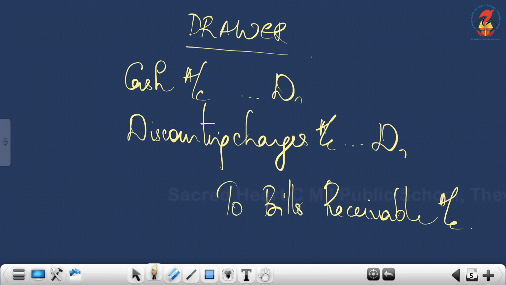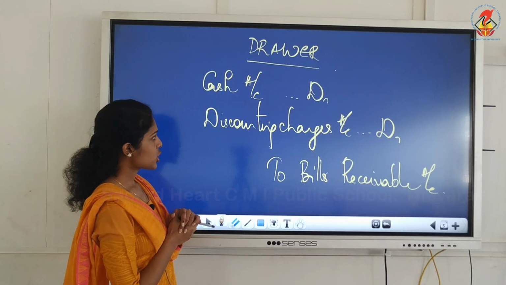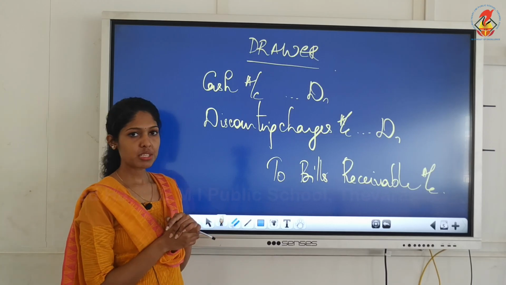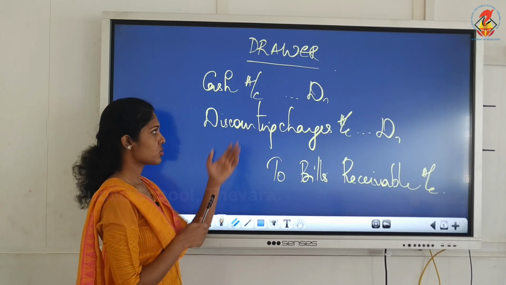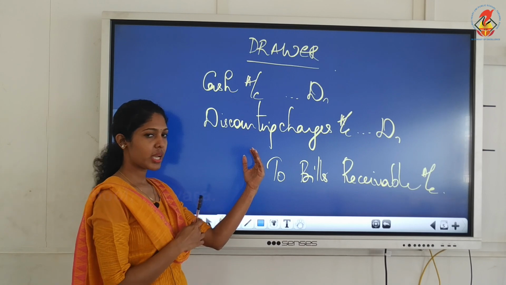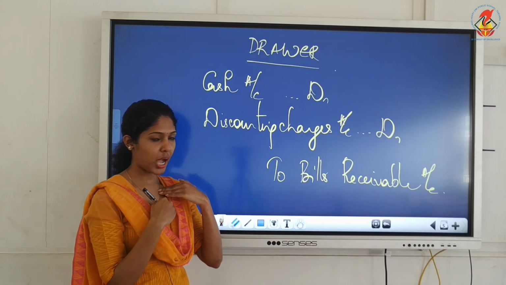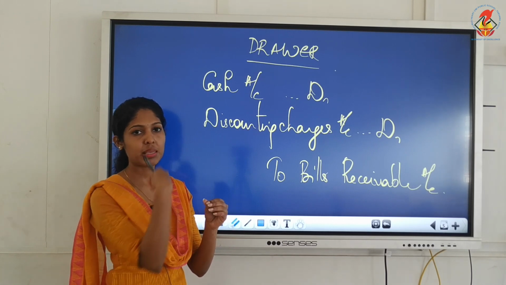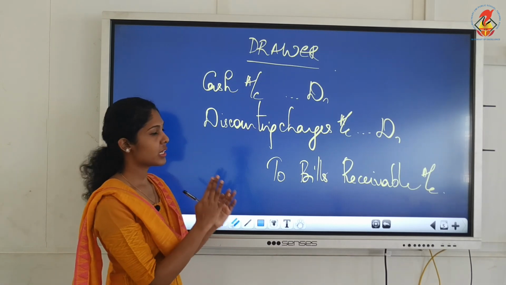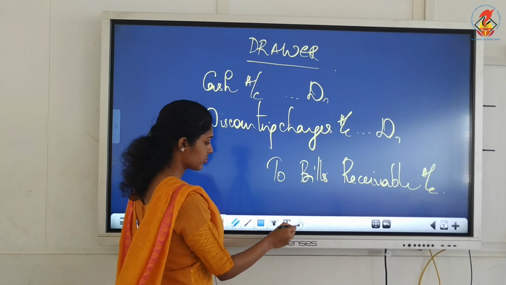Understood? So this is the entry in the books of drawer, cash account debtor, discounting charges account debtor, to bills receivable. So we got cash, discounting charges they are taking, it's an expense for us, we debited it, we are giving the bank that bills receivable, that bill we are giving them. Okay, that's the entry to be written in the drawer.